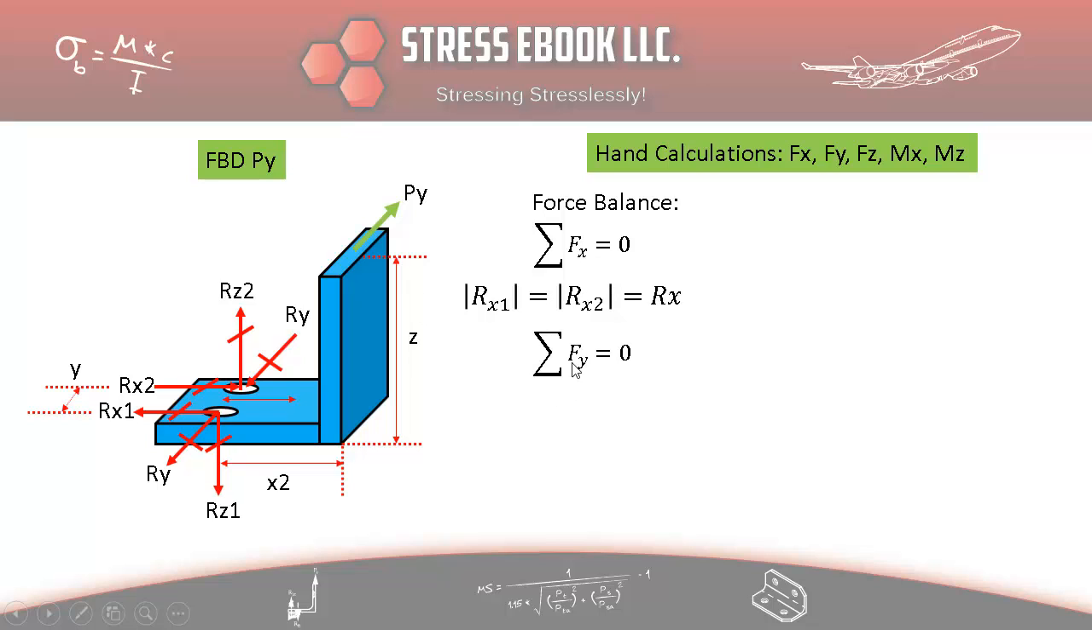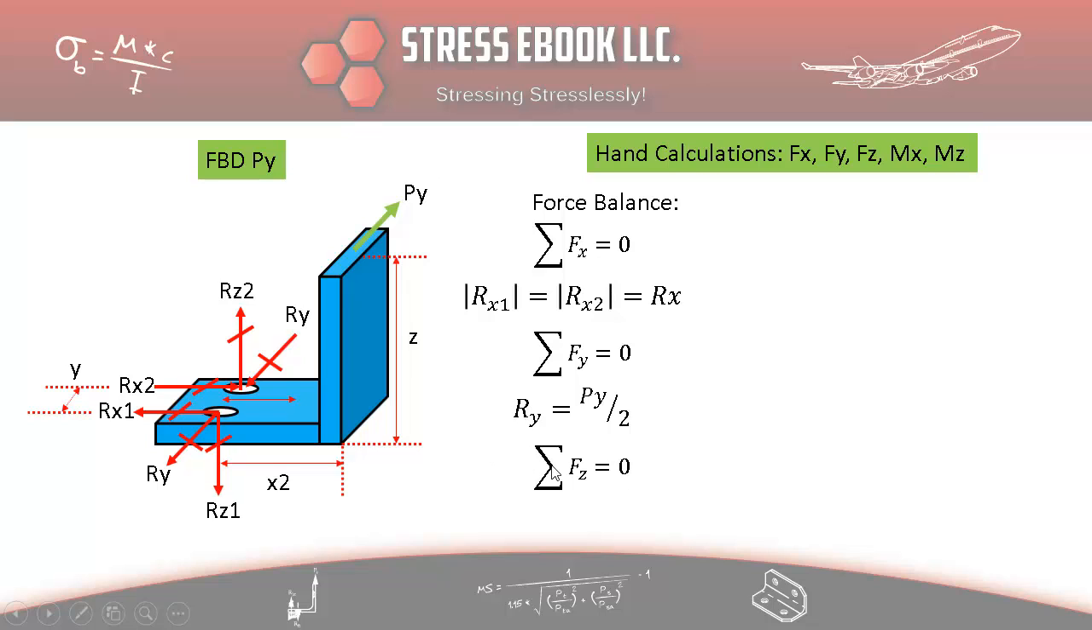The next one would be sigma Fy equal to 0, and in this case the y is going along this Py axis, and therefore we have the reactions Ry on these two fasteners equal to Py over 2. So they're equally split between these two fasteners, and the reaction would be half of this applied Py loading. Due to this Py we have these Ry reactions.